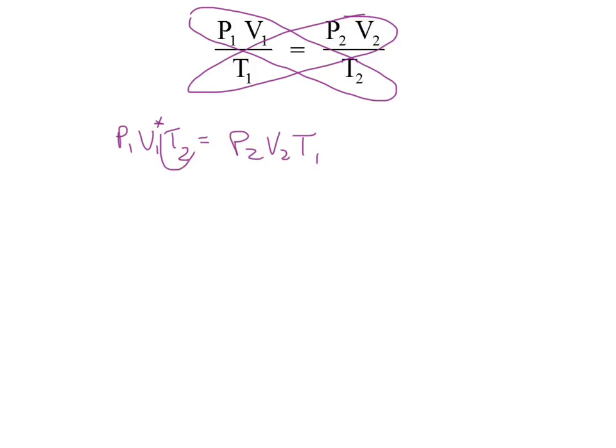So in solving for T2, all I got to do then is divide both sides by P1, V1. So now I get T2 is equal to P2, V2, T1, divided by P1, V1. We good with that? So many subscripts, so many numbers. Pressure, volume, temperature, moles.